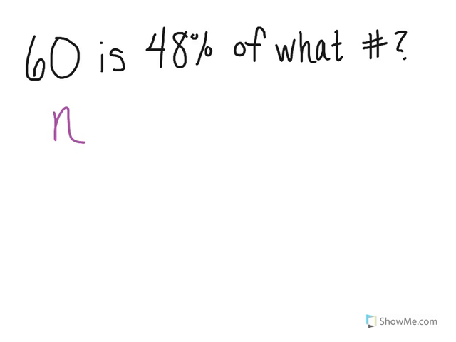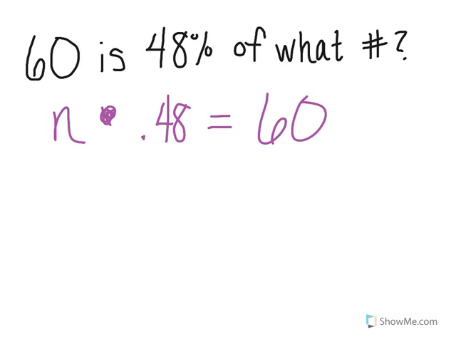So this is going to be my original number times my percent. I'm going to write as a decimal 0.48. Gives me 60. So just kind of reading that to myself, I have a number. 48% of it is 60. So 60 is 48% of what number?